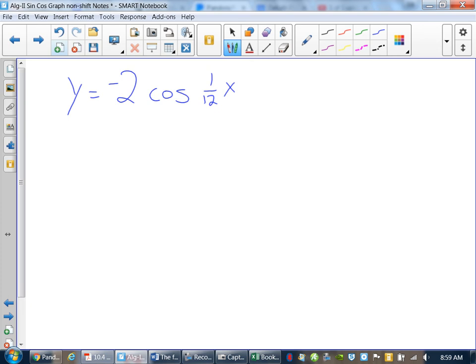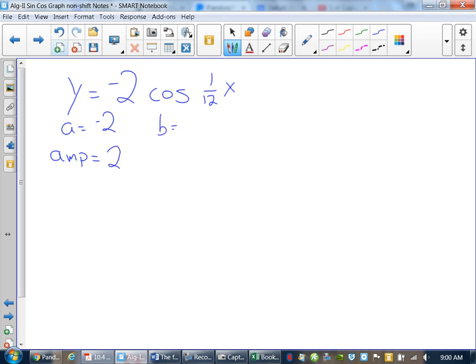Let's graph this one. Y equals -2 times the cosine of 1/12 x. What do you think the first thing I'm gonna ask you to identify? A, you're right. What's A? A is -2, which means my amplitude is 2.